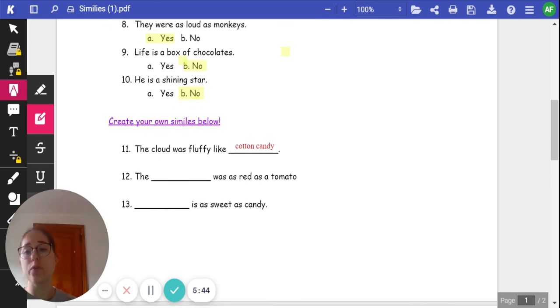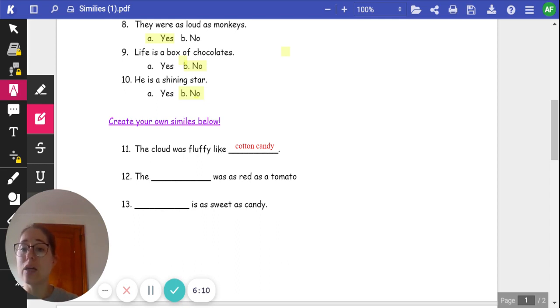The last thing you're going to do for today is to create 3 of your own similes. I have number 11 as an example, but I'd still like you to write your own as well. Number 11, the cloud was fluffy like I chose cotton candy, right? Clouds and cotton candy are not the same thing. And I'm comparing them because they're both fluffy. So for number 11, think of something that the cloud could be fluffy like.